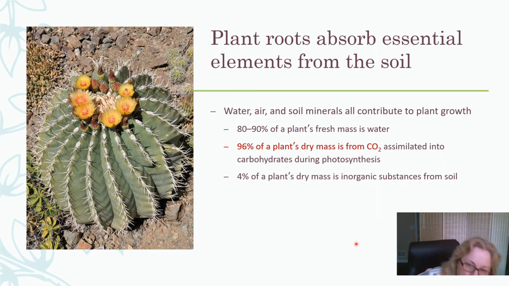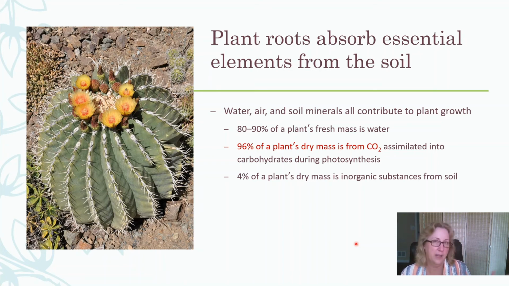So plant roots absorb water and also those minerals that we were talking about. But really, most of what a plant needs, it's getting from the air and from the water. So most of a plant body is water, just like our bodies are over 70% water. Plants are 80 to 90% water.